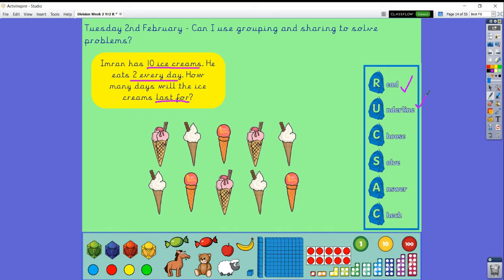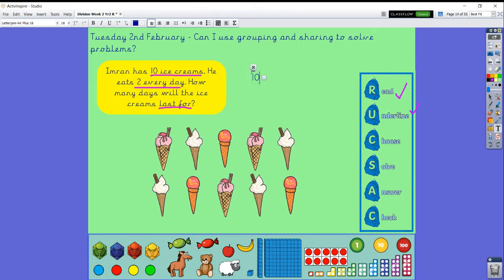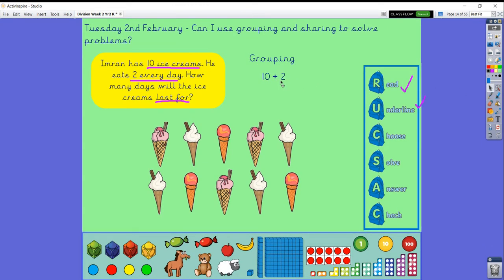So I've underlined some important information. I now need to choose what I'm going to do. I'm going to choose to do 10 divided into groups of 2. I'm going to be using grouping. I'm going to be doing it by making groups of 2. Got 10 objects, I'm going to make groups of 2.